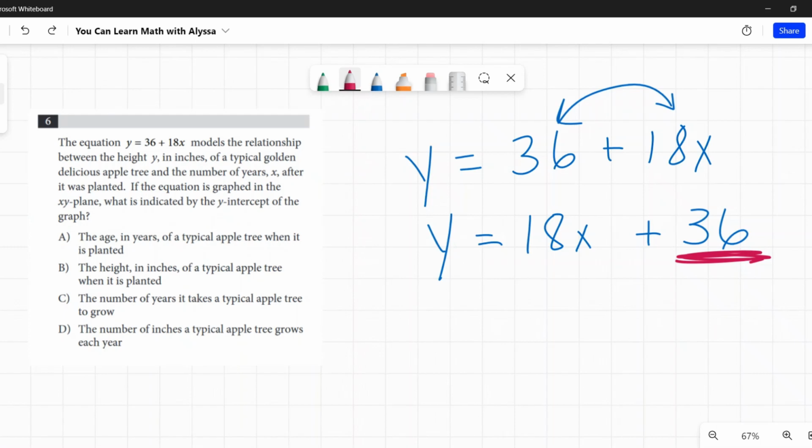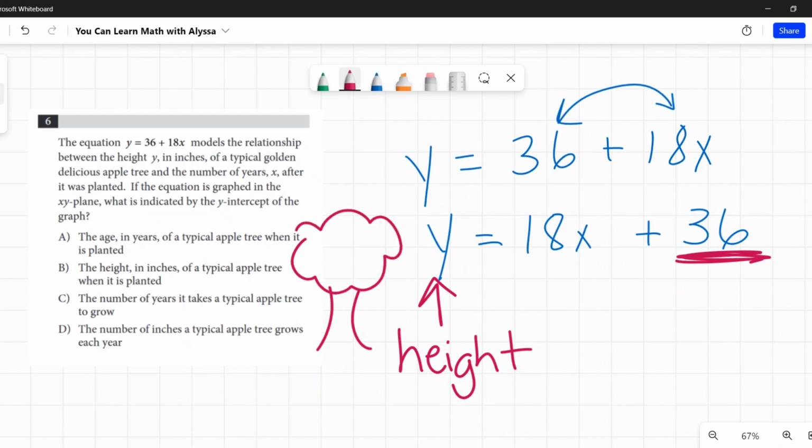This is why people don't like word problems. So let's look at this and figure out what the 36 means. Now they're telling us, we go back and reread it, it's modeling the relationship between the height in inches. Okay, so y is the height of these trees. We've got these trees that have apples. It looks like a face. That was not intentional. Okay, so we have a tree that has apples, and y is the height, and x is the number of years after it was planted.